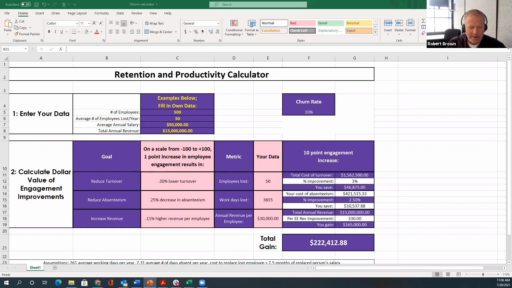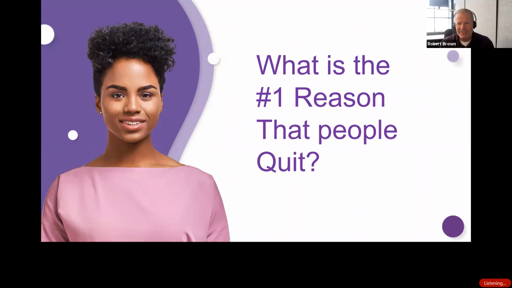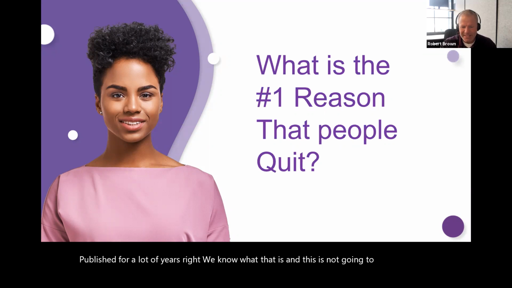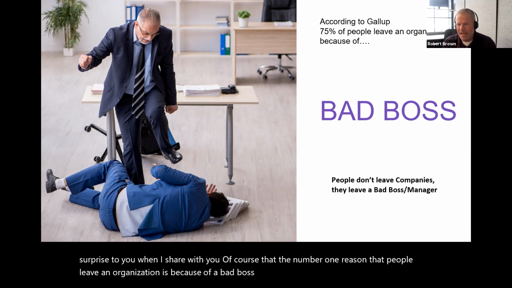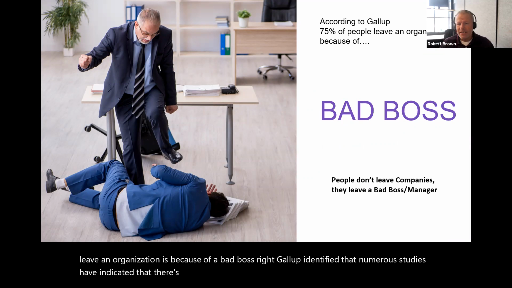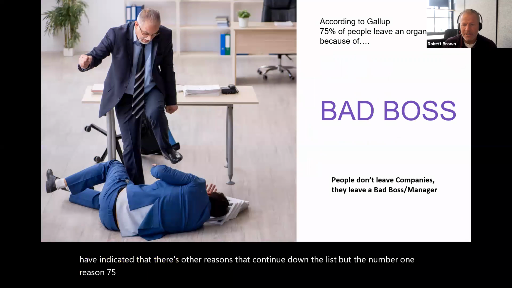Frankly, the number one reason that people leave an organization has been published for a lot of years. We know what that is. And this is not going to be any big surprise to you when I share with you that the number one reason that people leave an organization is because of a bad boss. Gallup identified that. Numerous studies have indicated that. There are other reasons that continue down the list, but the number one reason, 75% of people leave an organization, is because of a bad boss.